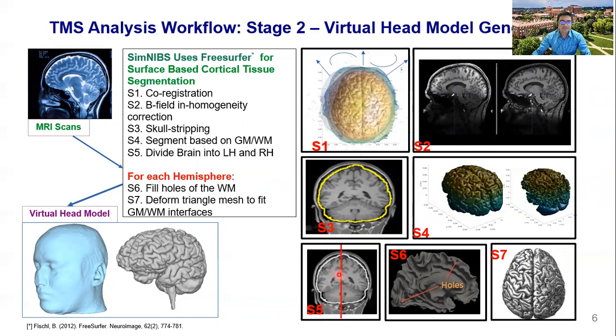Next, the toolbox segments the whole brain into two different hemispheres, the left hemisphere and the right hemisphere. And all the processes after this step are applied on these two hemispheres separately. And finally, it deforms the triangle mesh to fit the gray matter and white matter, and also solves for any imperfections like holes or any kind of deformities in the mesh. So I put some references here if you're interested in additional details about generating these head models.